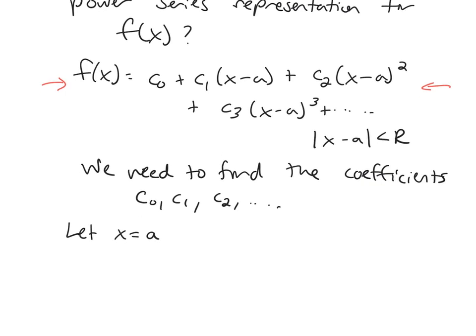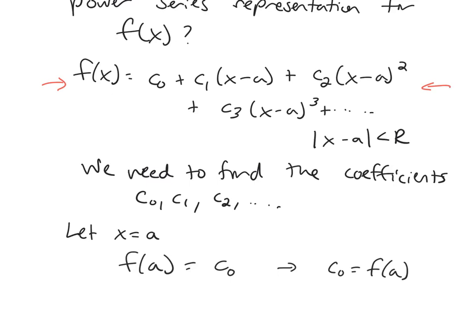On the left-hand side, you're going to get f of a. What are you going to get on the right-hand side? c0, and that's it. So we already found the first constant. We found out that c0 has to be f of a. I plug a into my function, and that's c0. So we found c0. Let's say we want to find c1.